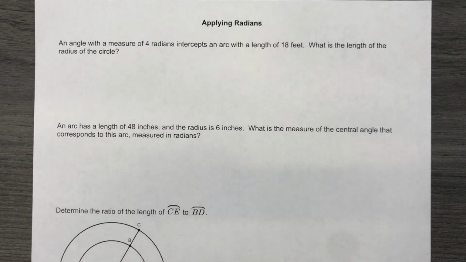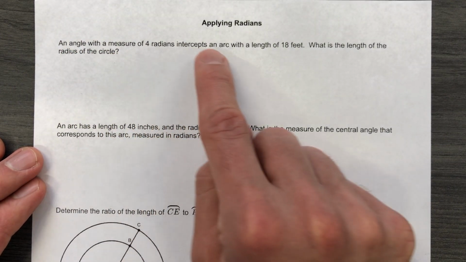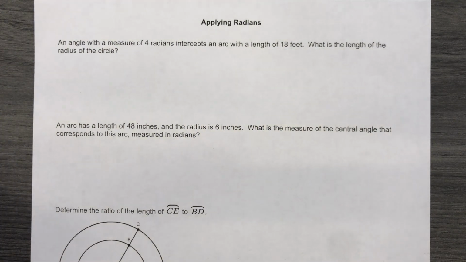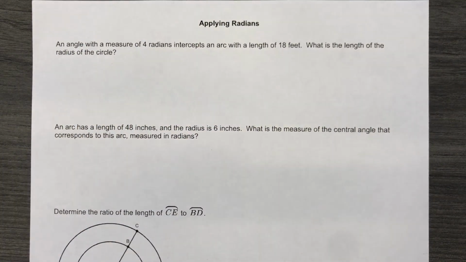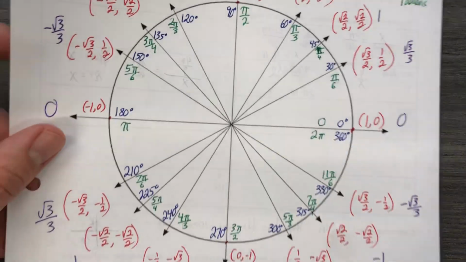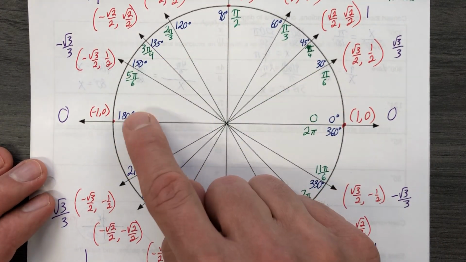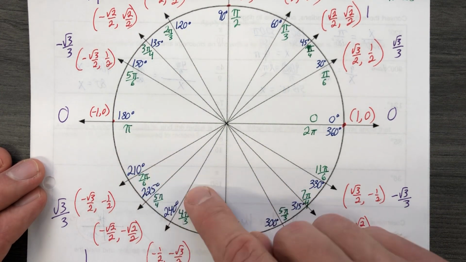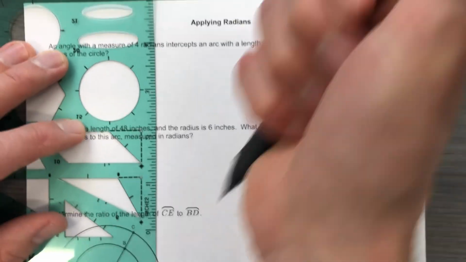Okay, just quick review. An angle with a measure of 4 radians intercepts an arc with a length of 18 feet. Okay, so here's the visual for that. We're gonna have an angle, whatever it may look like, and it's gonna have a measure of 4 radians. Well, just to be clear about what 4 radians is, if pi radians, that'd be 3.14. So a little more than 3 radians is here, then it's gonna be somewhere around in here is 4 radians, okay? So I'm gonna draw a circle actually, and I'm gonna cheat and use this to draw my circle.